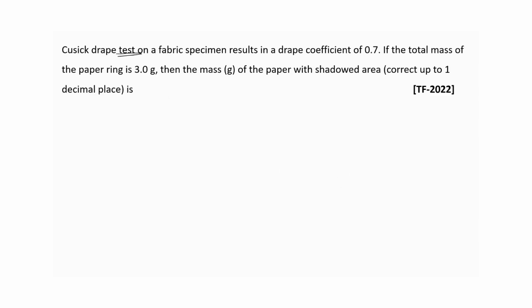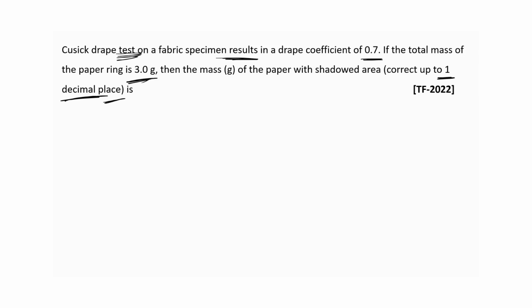Cusick drape test on a fabric specimen results in a drape coefficient of 0.7. If the total mass of the paper ring is 3 gram, then the mass in gram of the paper with the shadowed area, correct up to 1 decimal place, is. In this type of question, you need to notice that the answer is asked in 1 decimal place. So do take care of these units as well.